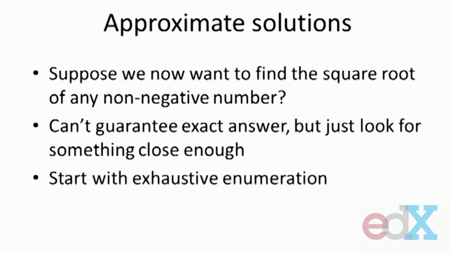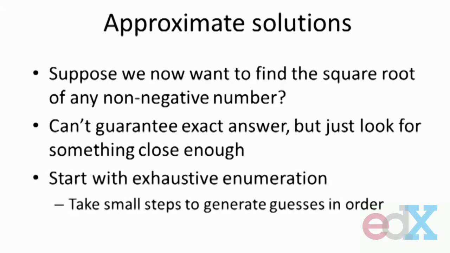The differences now are we're going to take small steps, where we define how small a step size we're going to take, to generate all the guesses in some order. And when we check, the check now has to take into account the fact that floating points are not exact, and we just have to see if we're close enough. Well, let's look at that. Here's a piece of code to do it. Looks a little daunting, but it's not too bad.